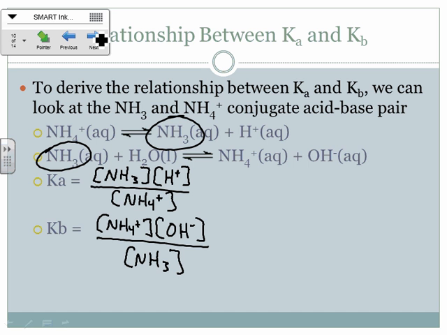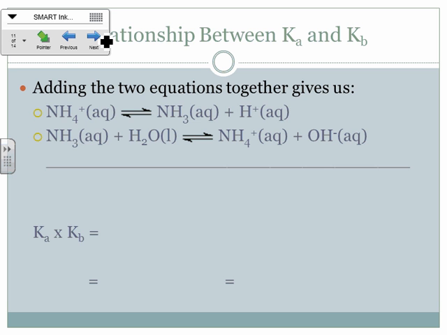Now we need to think back a little bit to our last test. On our last test, we talked about how you can add equations together, right? So let's think about this for a second. What would happen if we added these two equations together? If we add these together, we're just canceling certain things out, right? So what am I canceling out here?